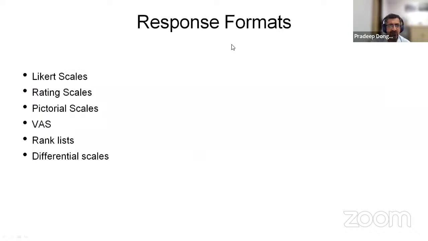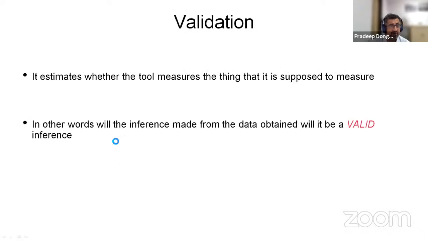So there are many kinds of response formats. Also, you can use Likert scales, rating scales, pictorial scales, VAS, rank lists. So umpteen number of response formats. You need to decide, when you're framing a questionnaire, what would be appropriate for that particular question. And most of your software, whether it's SurveyMonkey or Google Forms, provides for all these scales. You can add pictures there. You can do anything. So it's very important you know that.